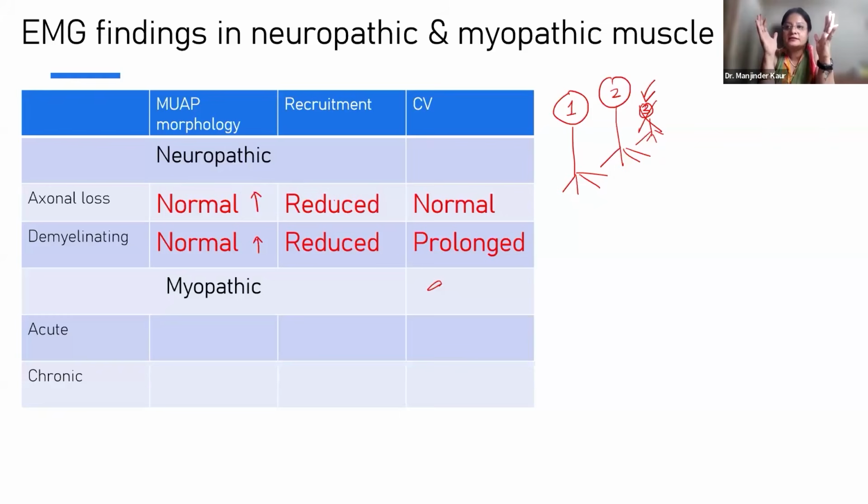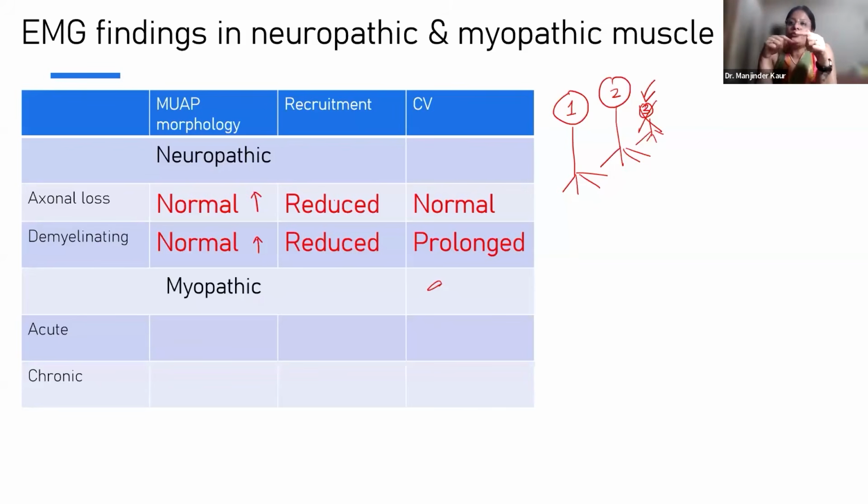Is it clear? I'm just giving a pause here so that you assimilate this knowledge that the morphology will remain normal, but the recruitment is reduced in the neuropathic origin of the muscular weakness. If it is clear, write it's clear in the chat box, then I will move further. If it is not, then I will speak again. Okay, done.